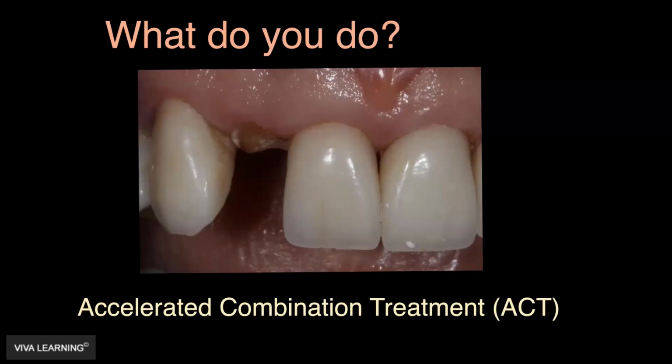Certainly, you could take the tooth out and put an implant in there. But what if they don't even have time for an implant and they want to have a tooth immediately? Can you solve this problem? Well, with accelerated combination treatment, you can solve this problem. Now, just so you know, this is something I kind of coined, accelerated combination treatment. And really what it's about is being able to multitask so that you're able to solve problems in faster timeframes.